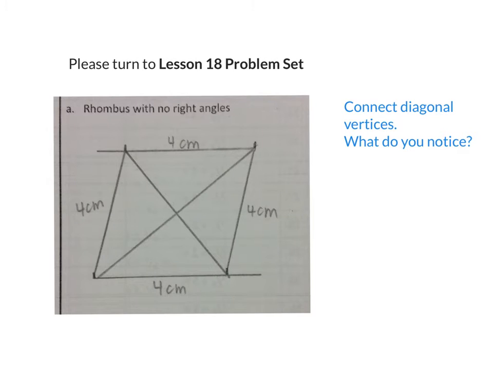When we connected diagonal vertices, we noticed 2 things. The first thing we noticed is that the 2 diagonal lines bisect each other. Remind me right now, what does bisect mean? It means it cuts the lines exactly in half. That means that this distance here, the blue distance, is congruent to this blue distance. And the green distance here is congruent to this green distance here. I also can see that right angles are formed by the 2 diagonal lines.